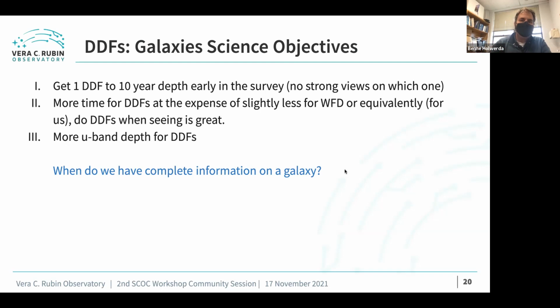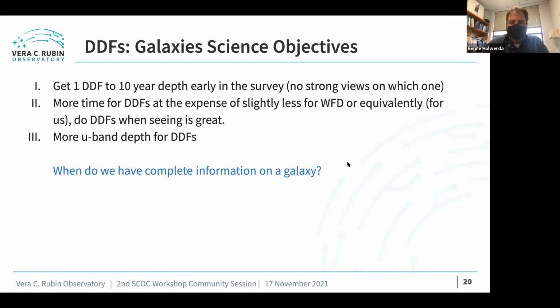Does it integrate all the way down? Do you get to the lower surface brightnesses? We don't have particularly strong views as a group on which one. I personally do have strong views on which one it should be, but that's a personal preference. The second thing is that more time for the DDF is expensive, so slightly less for the wide field deep, or equivalently, do the DDFs when the seeing is great. Having good seeing, especially to resolve more objects in the deeper fields, would be our trade-off.